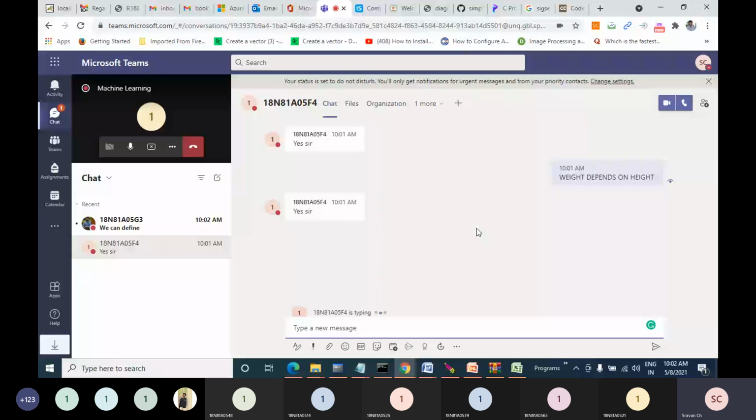Now, one more important point. This is a very, very important session, friends. I want everyone to understand this. So, weight depends on height. So, I call weight the dependent variable, and height the independent variable. These two words are very, very important, right?